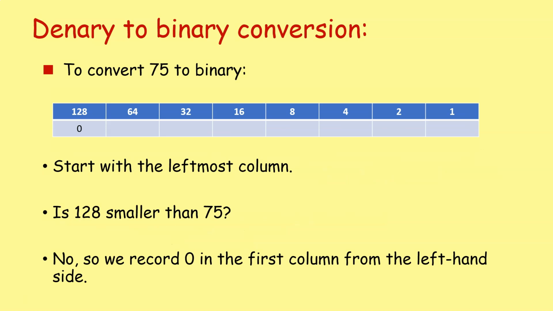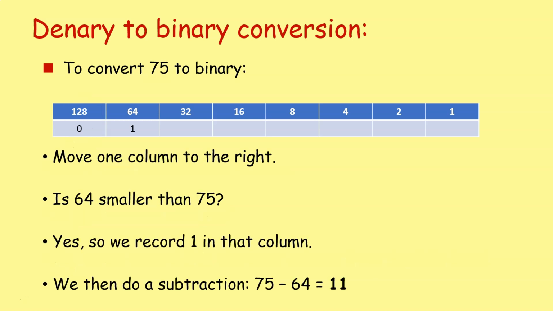Let's look at doing it in the opposite direction, doing a denary to binary conversion. So let's look at the value 75. How do we convert 75 to binary? Well, we start with the leftmost column. So we're over here, and we compare the value in the column to the value that we're trying to convert. And we say, is 128 smaller than 75? Well, no, it's not, is it? So we're going to record 0 in this first column on the left-hand side.